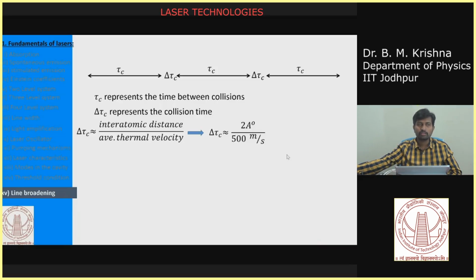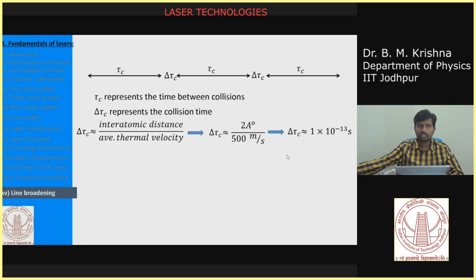In many systems, your interatomic distances are in angstrom units. So I am just taking an example of an interatomic distance of 2 angstroms, and the velocity is 500 meters per second. Okay. So now if we calculate, your collision time comes in the order of 10 power minus 13 seconds. That is sub-picosecond time scales, so this collision time is very fast. It is the interaction time when the two atoms come closer; they will interact for only this much time.